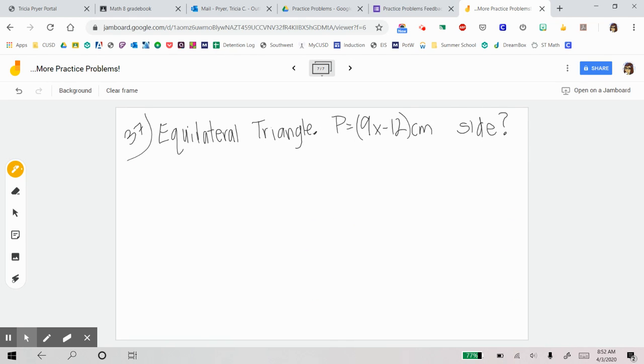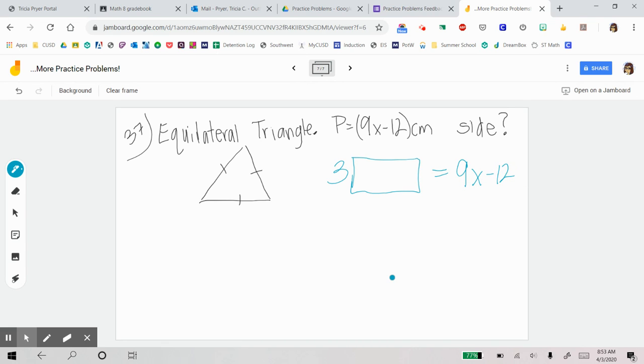Number 37, there is an equilateral triangle. So that means a triangle where all the sides are the same, with a perimeter of 9x minus 12, and we want to find each individual side. So those three sides added together will equal 9x minus 12. Okay, well, if every side is the same, then we have 3 of these sides multiplied together, or multiplied by 3. Each side, or one side multiplied by 3, should equal our perimeter of 9x minus 12.